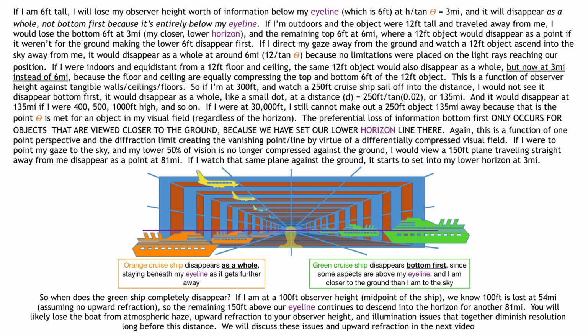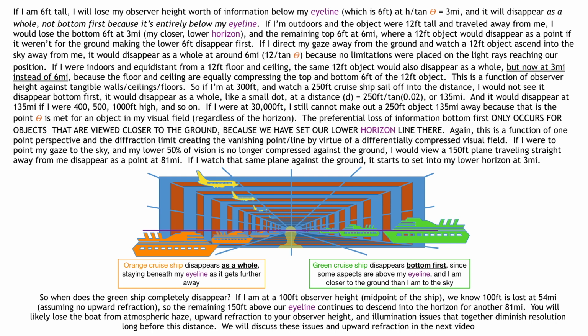If I were to point my gaze to the sky and my lower 50% of my vision is no longer compressed against the ground, I would view a 150-foot plane traveling straight away from me disappear at a point roughly 81 miles away, again as a single point. If I watch the same plane against the ground, it starts to set into my lower horizon at 3 miles, because my lower horizon has been set by the lower arc angle at 3 miles at a 6-foot observer height.